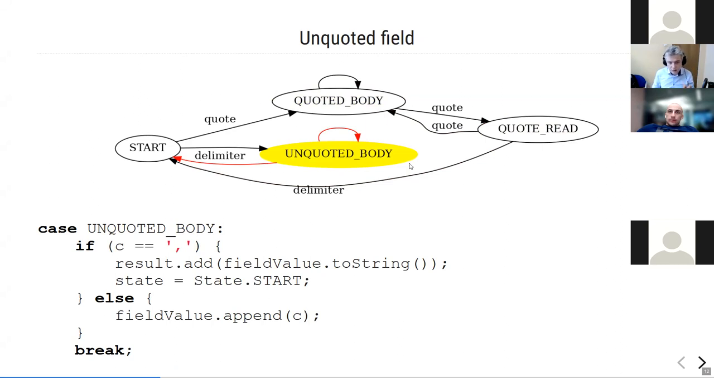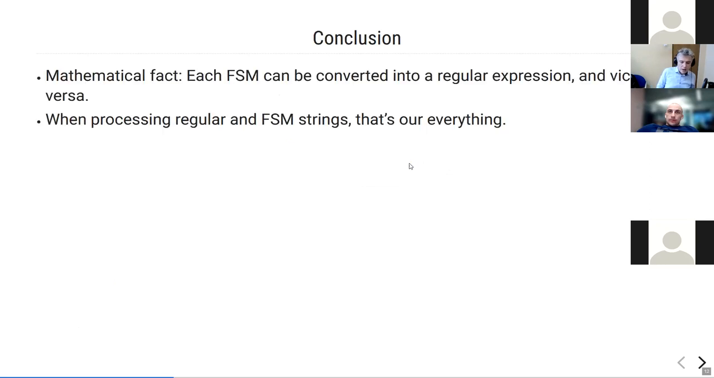This algorithm is going to work lightning fast. Why? Because it will take only n iterations. Because it's linear, complexity is linear. It just passes through the whole string only once, one character by one character. And it will yield everything that you want. So there is a mathematical fact. You don't learn it.